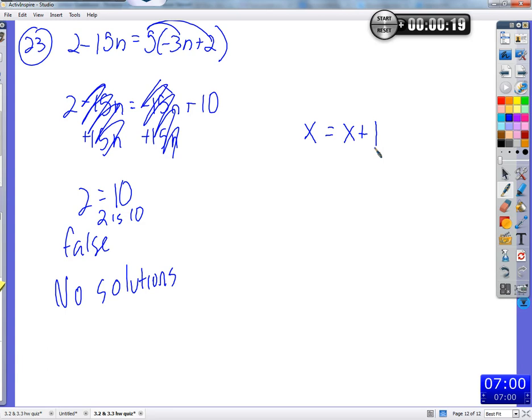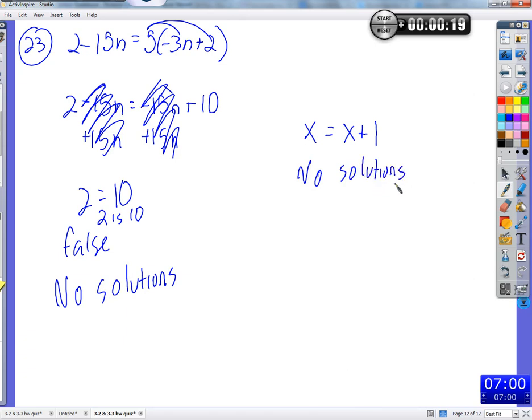Can 0 be equal to 0 plus 1? Can negative 5 be equal to negative 5 plus 1? No. Right? There are some statements that can't be satisfied. We can't find numbers that will work in this equation. We cannot plug in any number that would work for x. Okay? So this simpler one also has no solution.